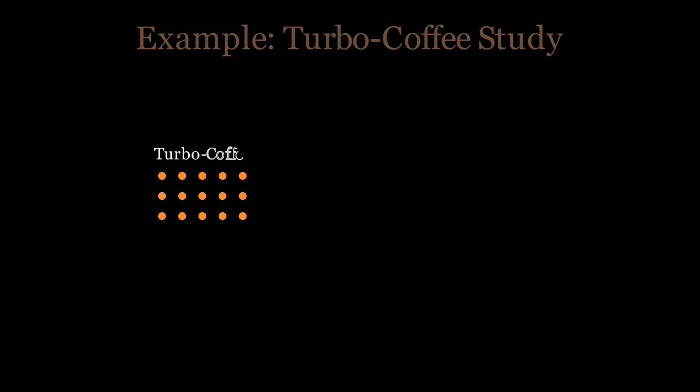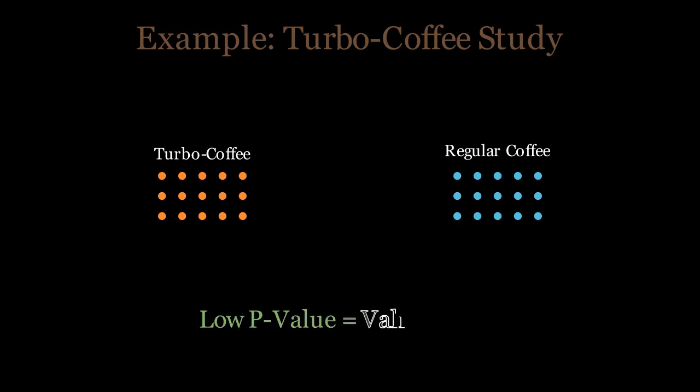Let's look at a real-world example. Imagine a company claims their new turbo coffee increases focus. We take 30 people, 15 drink the turbo coffee and 15 drink regular coffee. We measure their reaction times. By applying an independent T-test, we compare the mean reaction times. If our T-value is high and our P-value is low, we can scientifically back the claim that the coffee actually makes a difference, rather than just being a caffeine-fueled placebo effect.